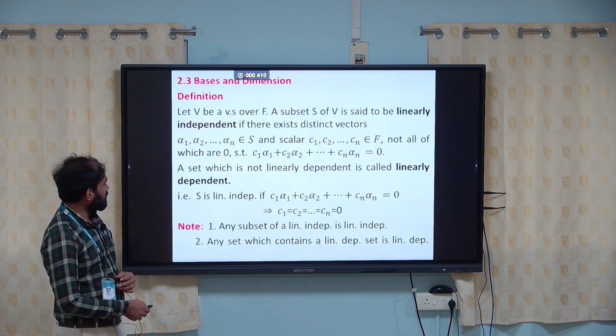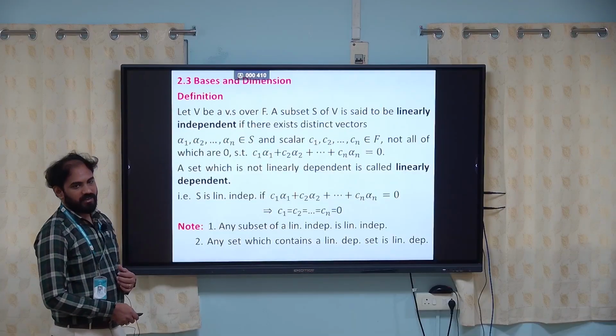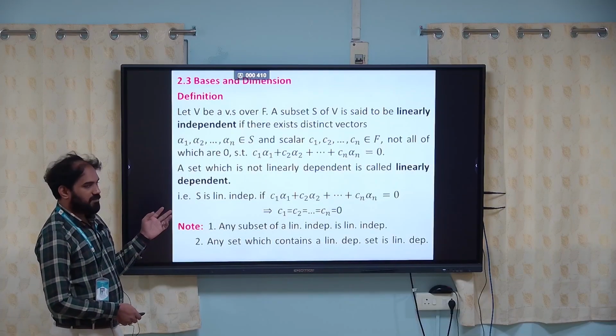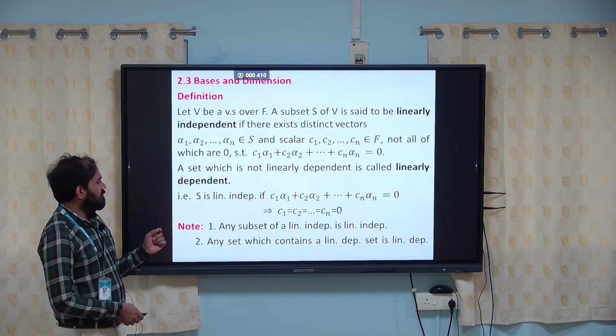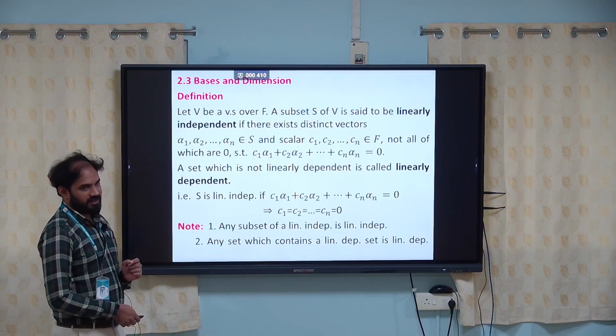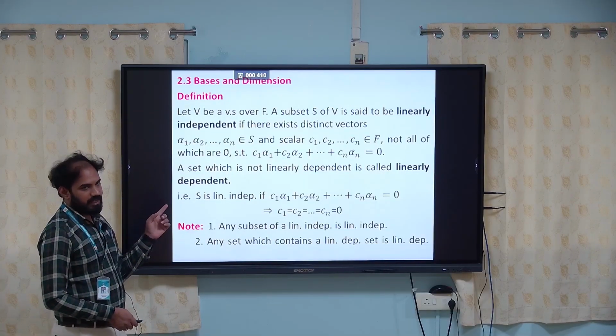Okay, the next definition: basis and dimension. This is also one of the important topics in vector spaces. We can see the definition of basis. Before that, we have to know the meaning of linearly independent and linearly dependent. So first we are going to see the definition of linear dependence.